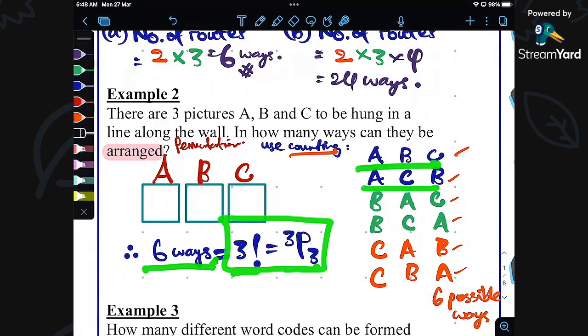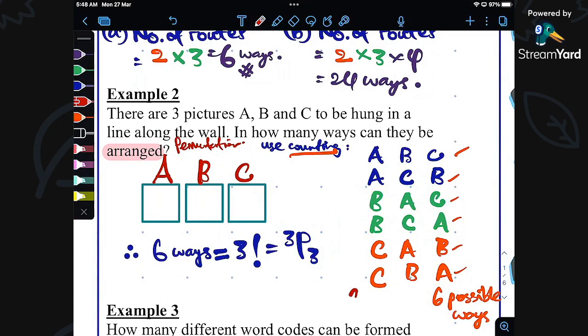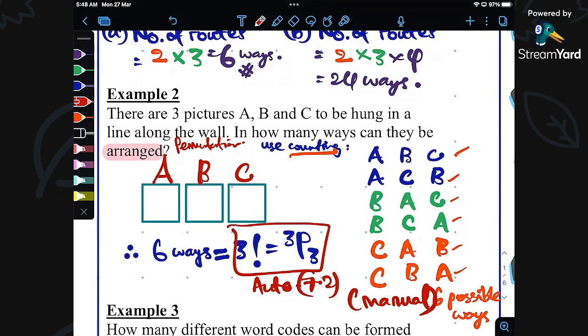Well, this is using the technique of counting one by one, and I sometimes call this manually. And this, I call it auto, by using the knowledge of 7.2 permutation.